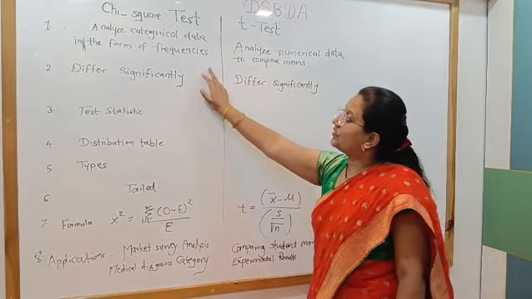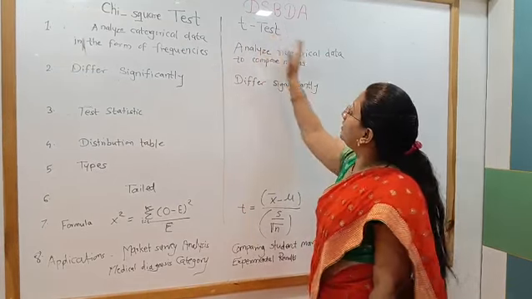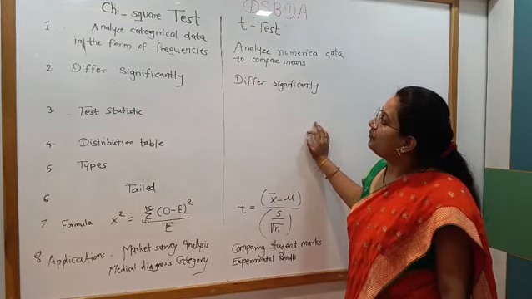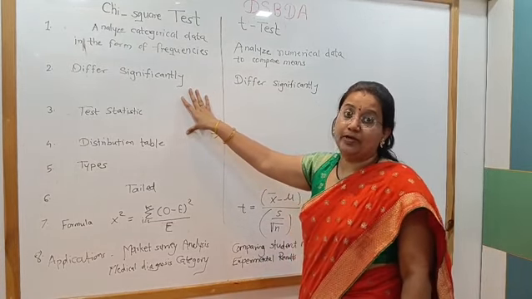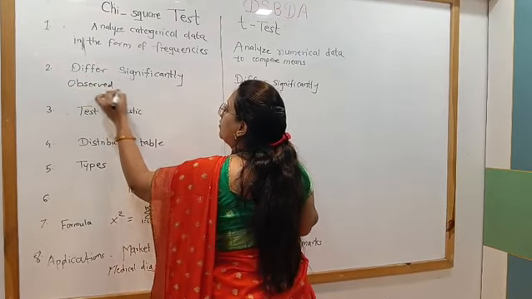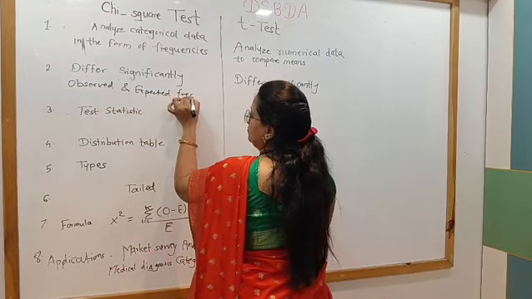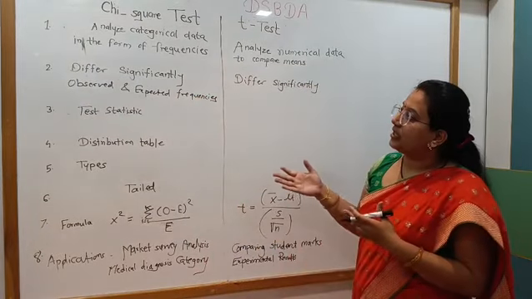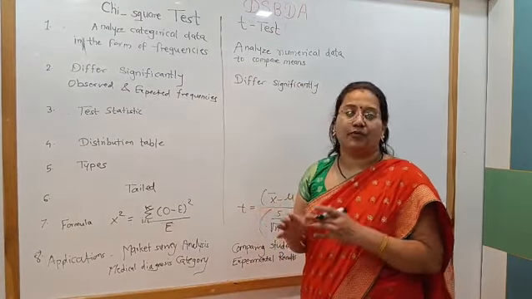In the chi-square test we use categorical data like gender and product preference, and in the t-test we use numerical data, that is student marks and experiment results. In the chi-square test we find out the significant differences between observed and expected frequencies. We check whether observed frequencies and expected frequencies are significantly different or not.